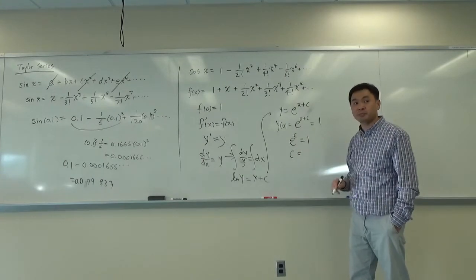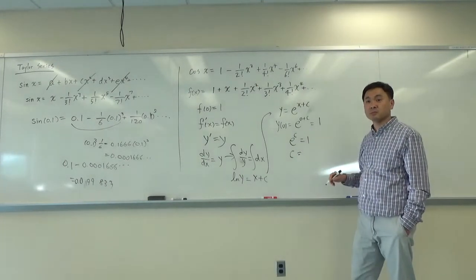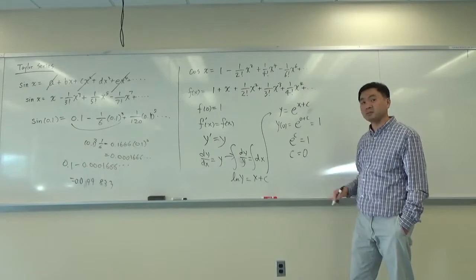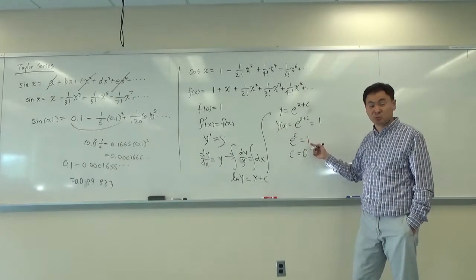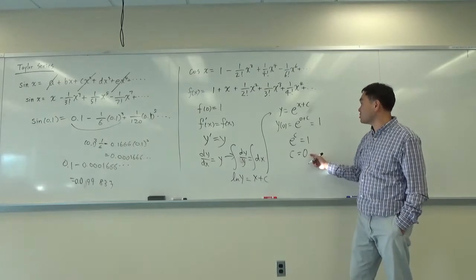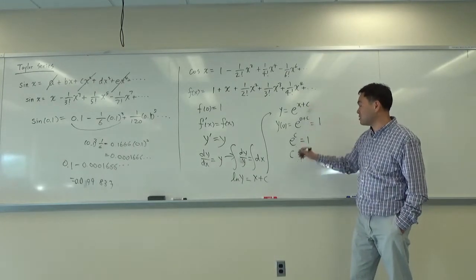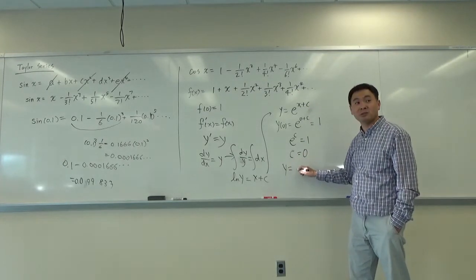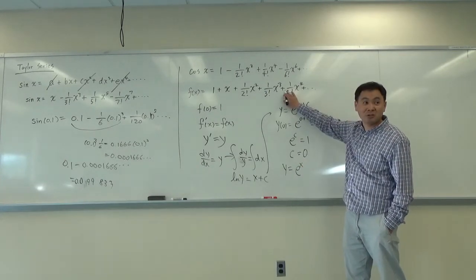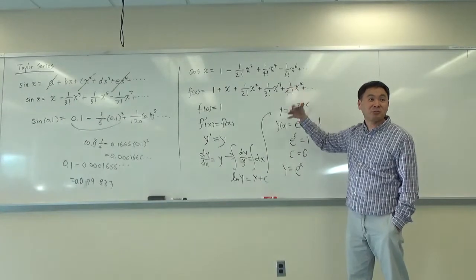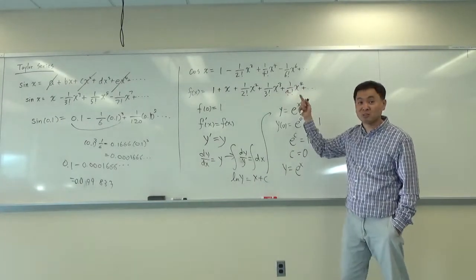What is c? 0, right? E to the 0th power is 1. Anything to the 0th power is 1. So c is 0, and once you get c equal to 0 and plug it back in, what you get is y equals e to the x, just as we knew. So that's another way to confirm that the series on the right side is in fact e to the x.